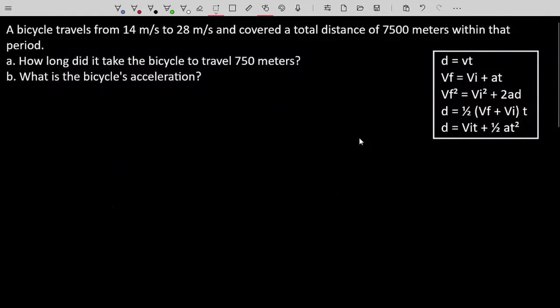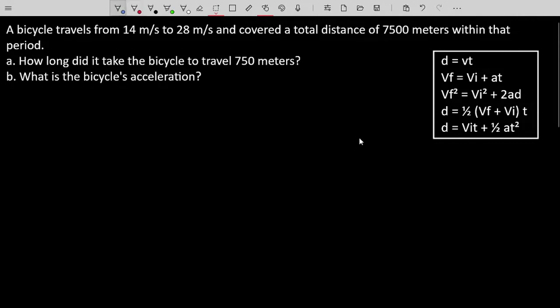Now for this example, a bicycle travels from 14 meters per second to 28 meters per second and covered a total distance of 7,500 meters within that period. Now, how long did it take the bicycle to travel 750 meters? What is the bicycle's acceleration?